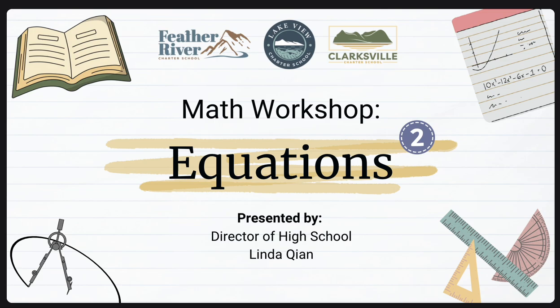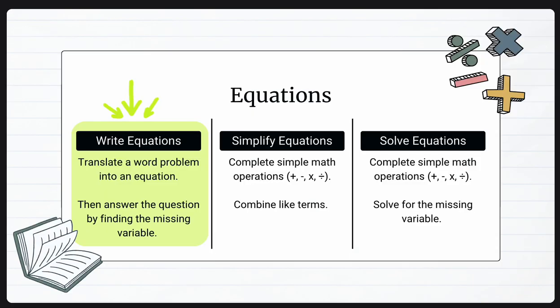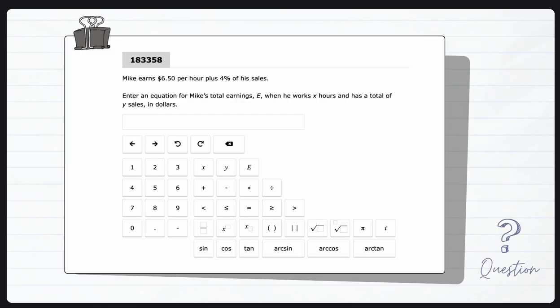So this is a continuation of our math workshop on problems involving equations. In this video, we're going to focus on additional practice problems. In this sample problem, we're actually going to focus on writing an equation. In this question, Mike earns $6.50 per hour plus 4% of his sales, so we're going to translate all of that into an equation.